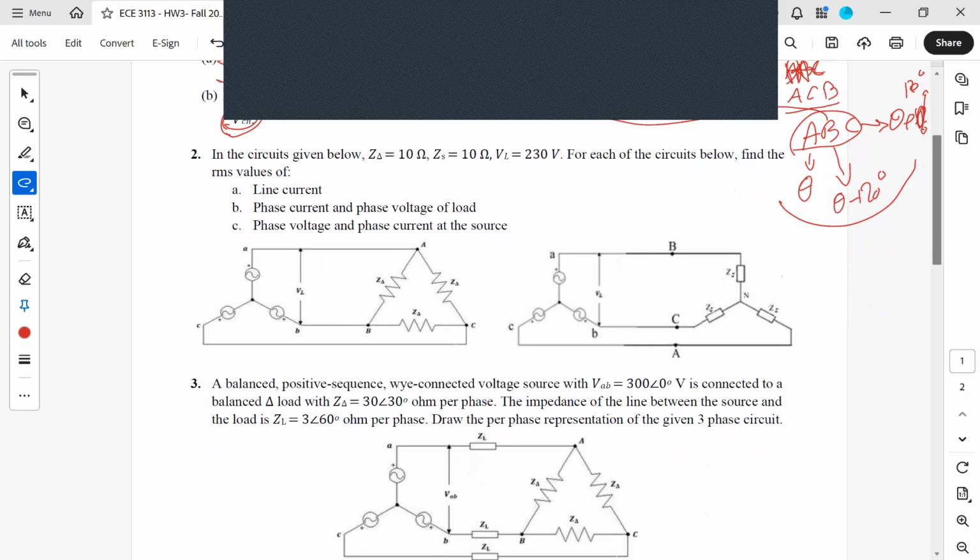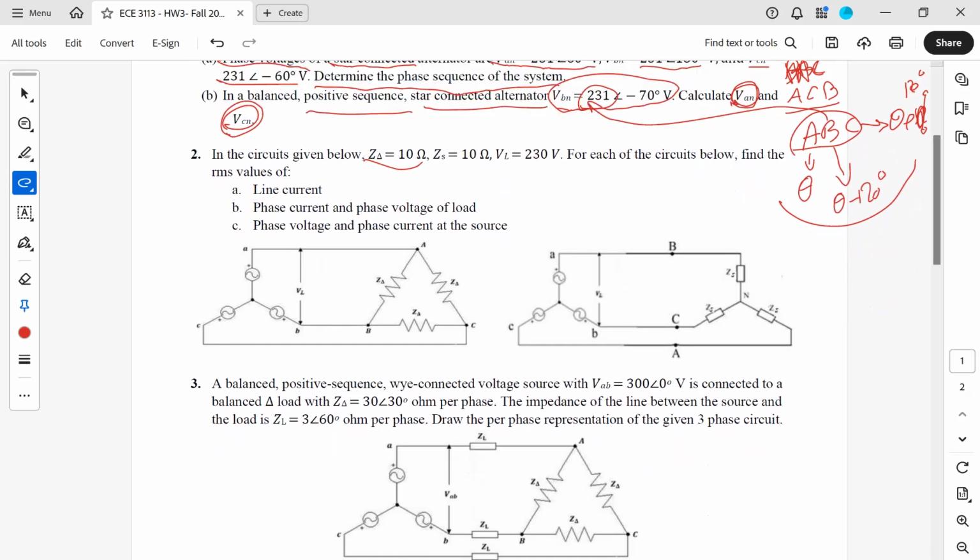Let's move on to question 2. The question gave us two circuits. In the delta-connected load, each of the impedances is 10 ohms. And in the star-connected load, the impedance of each phase is also 10 ohms. In both circuits, we know that the voltage between each two lines, which we call the line voltage, is 230 volts.